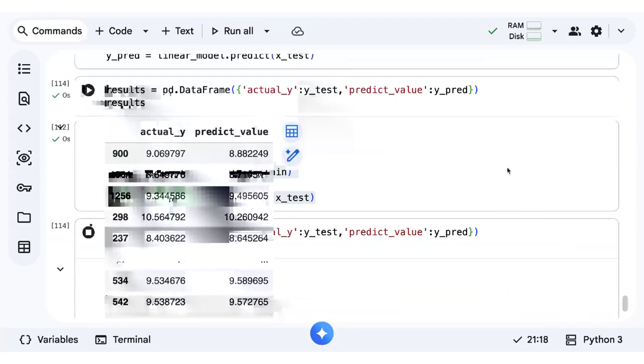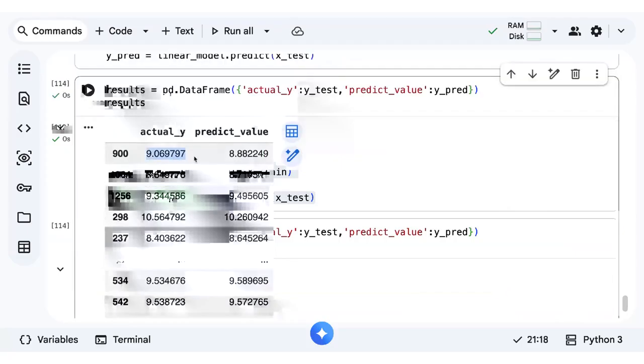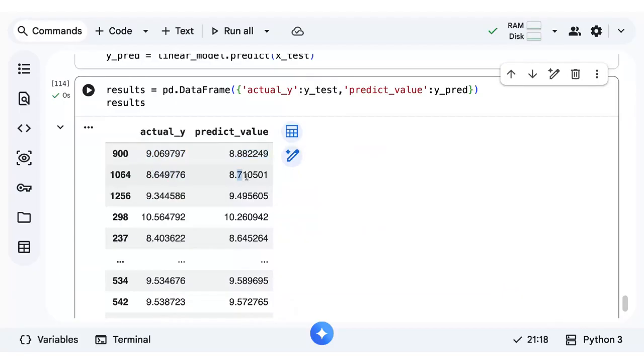Can you see? This is your actual value and this is a predicted value. This is actual, this is predicted. This is actual, this is predicted. Can you see there is a slight variation in our predictions, not much. Yes. Okay, all right. Hope it's clear till results.